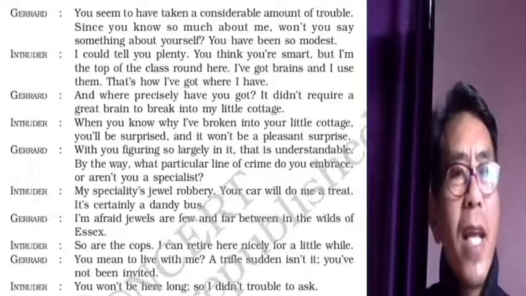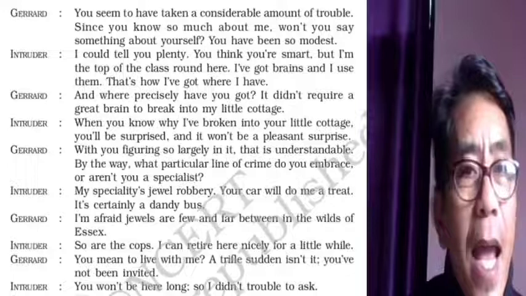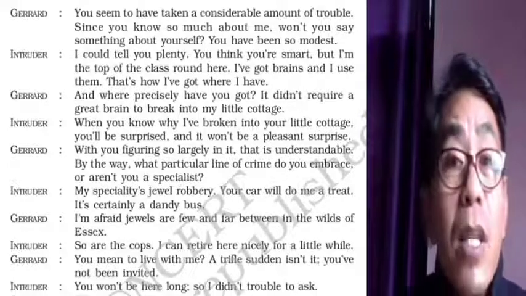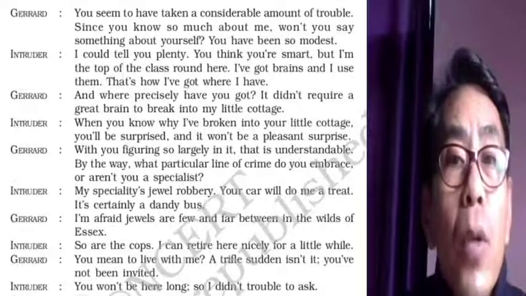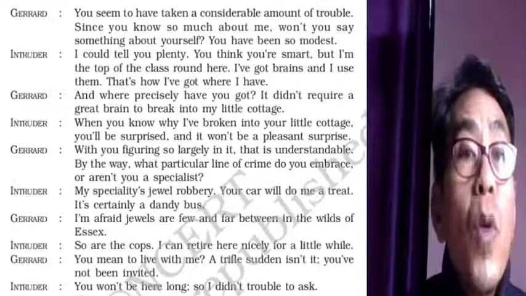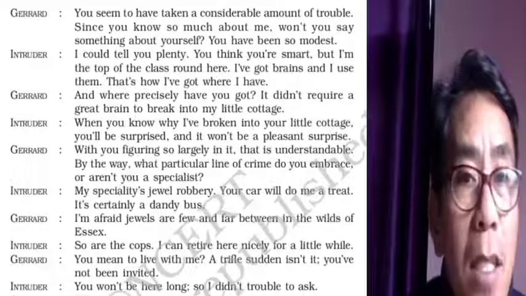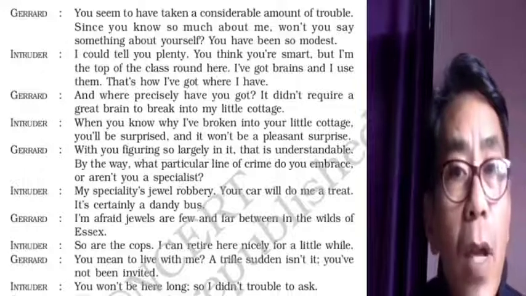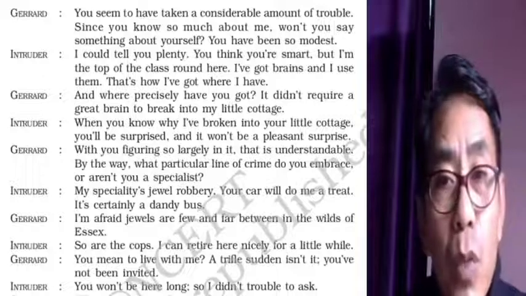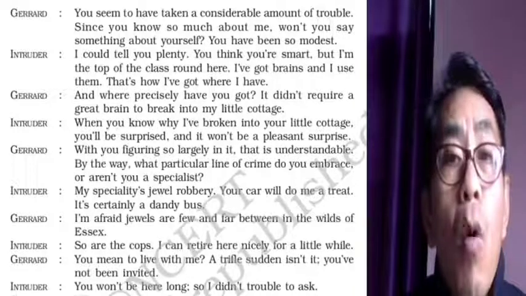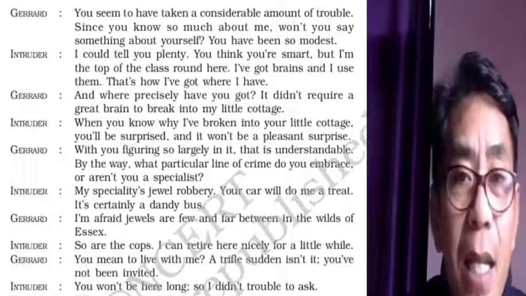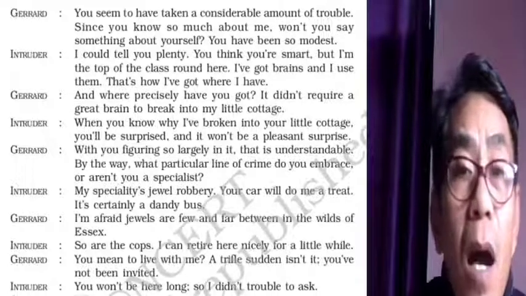And then Gerard said, okay, yes, I can easily understand. And then Gerard asked him, what kind of crime? Okay, we know that he was a criminal. So what kind of crime do you embrace? What kind of crime do you do? Okay, or are you a specialist? So Gerard asked the intruder, what kind of crime? We have got so many crimes. Some crimes are done with people. Some people do mobile stealing. Some people steal motorcycles. Some people steal cars. There are so many things.